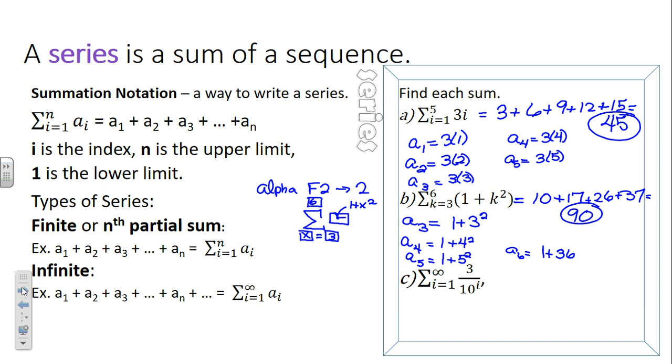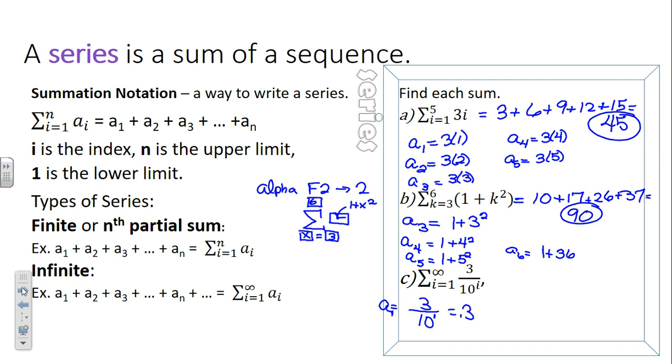Okay, so here's our infinite sum. We're asked to find the sum as I goes from 1 to infinity of 3 over 10 to the I. Okay, so let's start generating that sequence. What's the first number we're going to plug in for I? 1. So we're going to take 3 and divide it by 10 to the first. That's our first term of our sequence. So what is 3 divided by 10? 3/10, right? 0.3. Everybody good with that? Okay, so that one's 0.3.